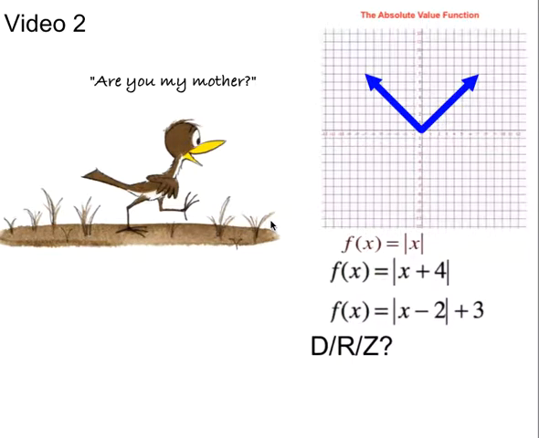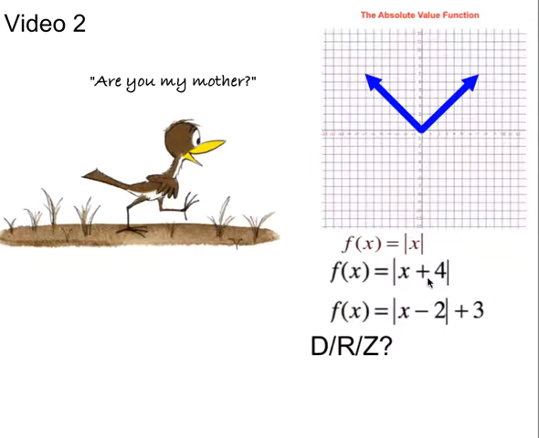So two, we are going to look at two parent functions, the first of which is the absolute value function. So here we see our V shape with a vertex at 0, 0 and slopes of 1 going to the right and -1 if you went to the left. And what we are going to do is look at the second equation as f of x equals the absolute value of x plus 4.